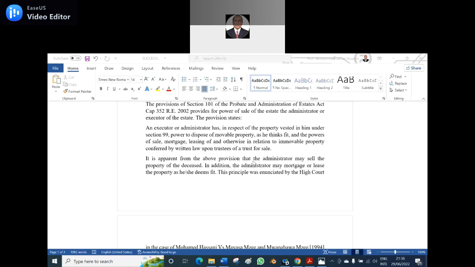But in certain cases, the administrator has to take the permission of the court when he wants to dispose of the property, even furthermore against the property also. In the other sense, he cannot act according to his whims and fancies. Who? Administrator or executor. Is it clear?